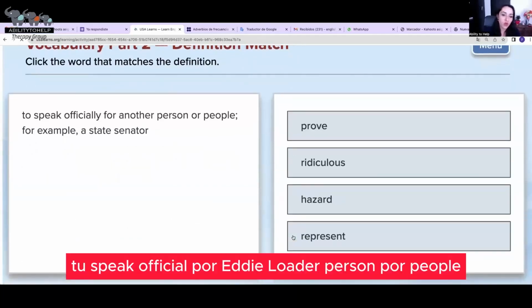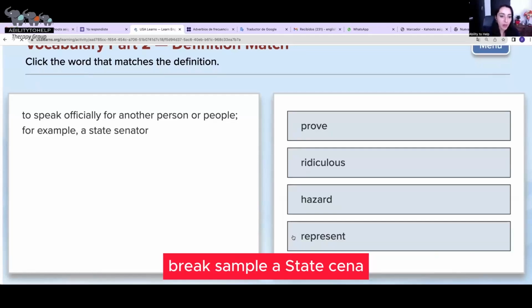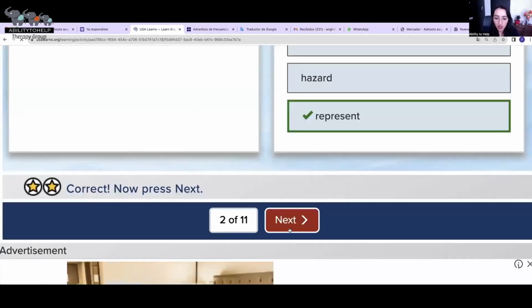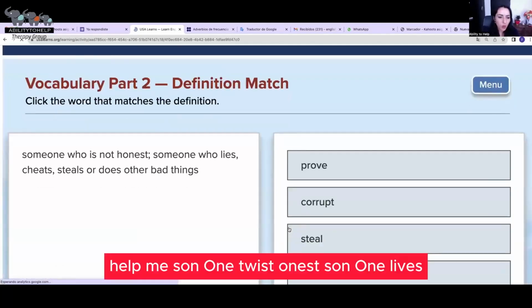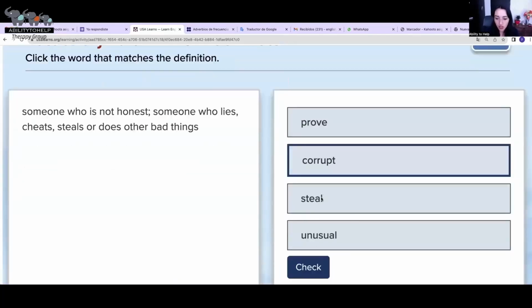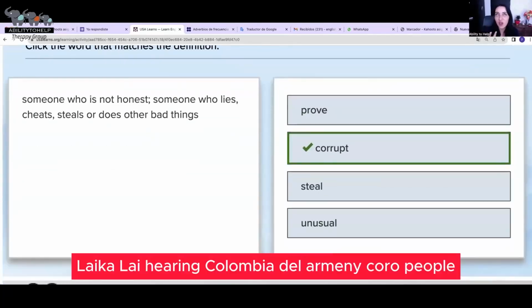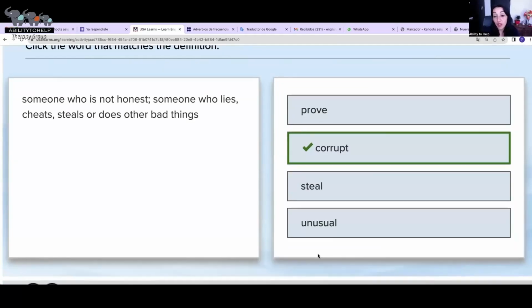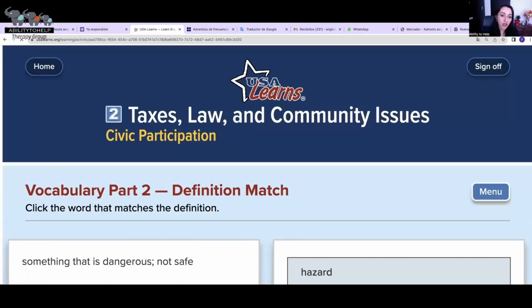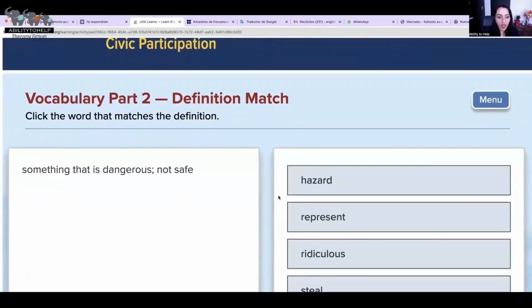To speak officially for any other person or people, for example, a state senator. Represent. Someone who is honest, someone who lies, cheats, steals, or does other bad things. This is corrupt. Like here in Colombia, there are many corrupt people. So that's why we don't have a good kind of life or style of life.